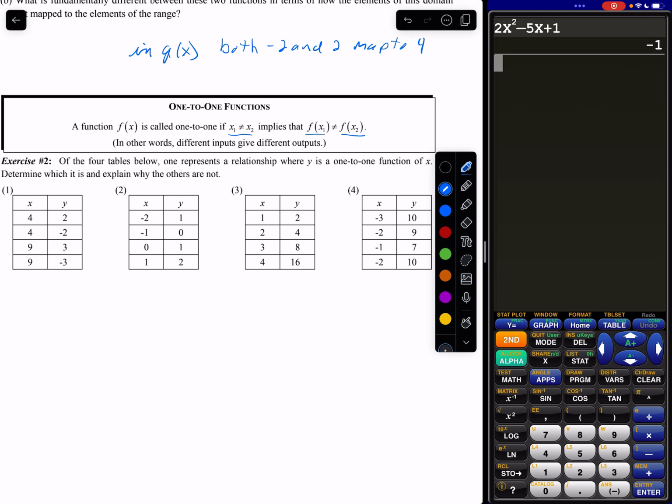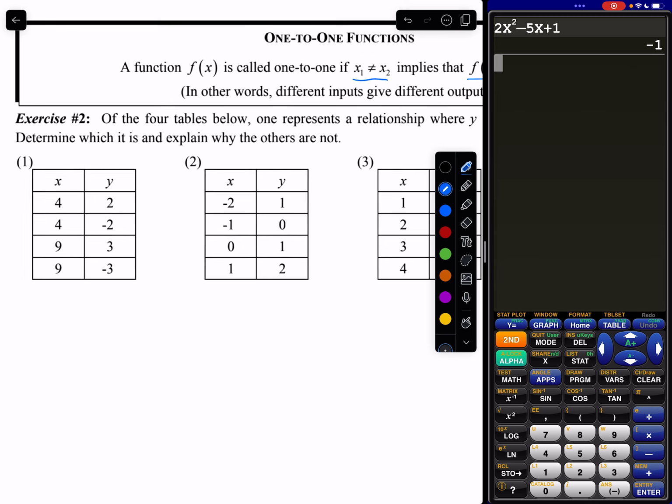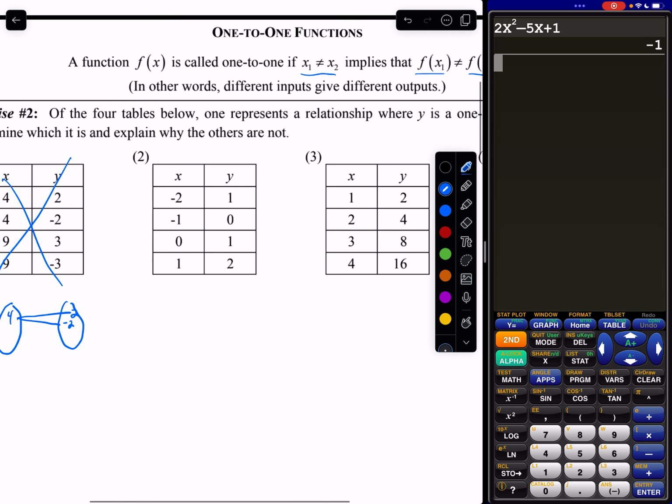So let's take a look at some tables first. Let's look at this function here. If I were to draw this, I've got the domain and now I've got the range here. And right away, I know 4 goes to 2, and then 4 goes to -2. So right away, we can see that that is not even a function, right? The 4 maps to 2 and -2, so that's 2 outputs for 1 input. That's not even a function.